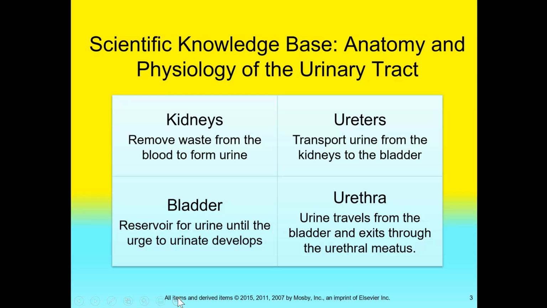Now, normally, and this is important, the left kidney is higher than the right because of the anatomical position of the liver. The kidneys remove waste from the blood to form urine. The nephron is the functional unit of the kidneys, and it removes waste products from the blood. It also plays a great role in fluid and electrolyte balance, and we'll get more into that when we discuss fluid and electrolyte balance later this quarter.